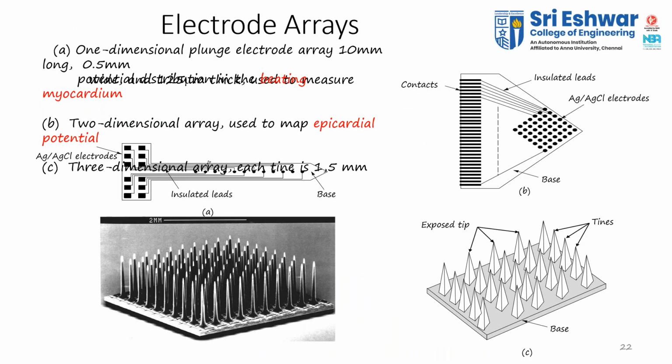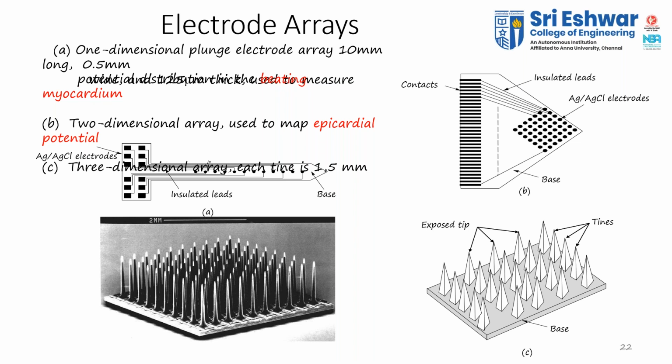Next is what? Electrode arrays. A number of electrodes are arranged in such a way that I can activate more cells at the same time. Figure A shows a one-dimensional plunge electrode array, 10 mm long and 0.5 mm in breadth. This is like a needle structure.